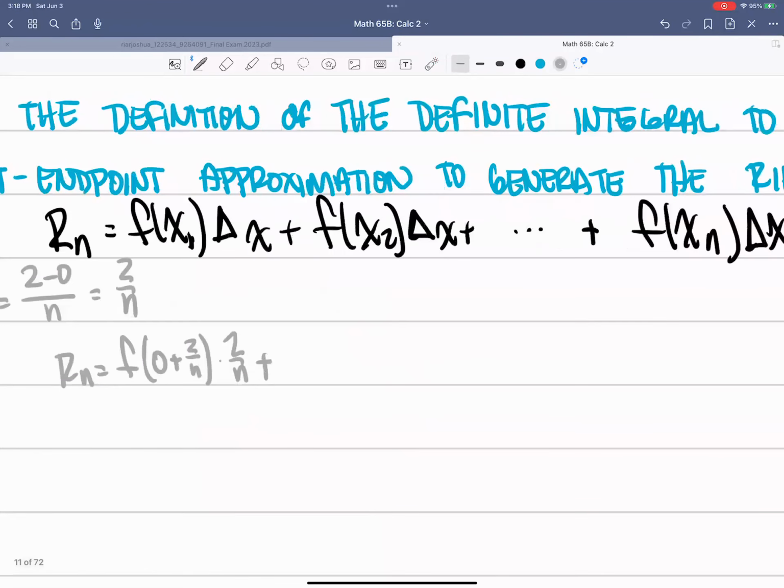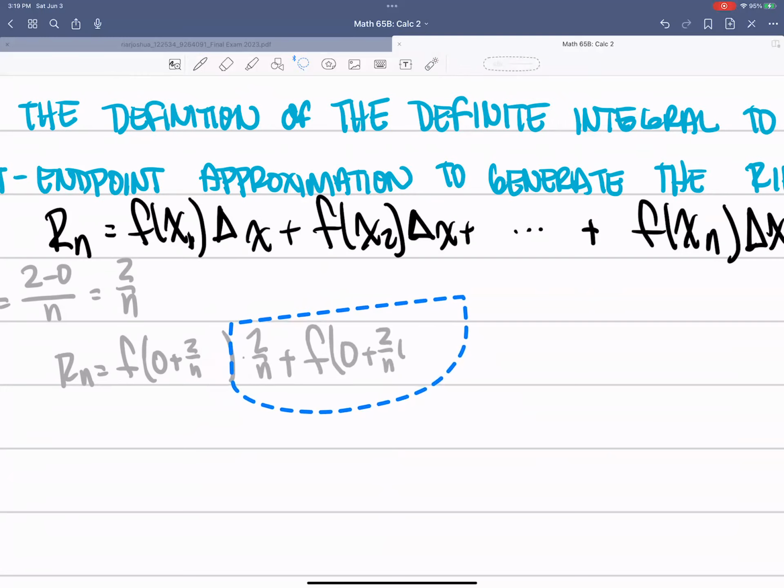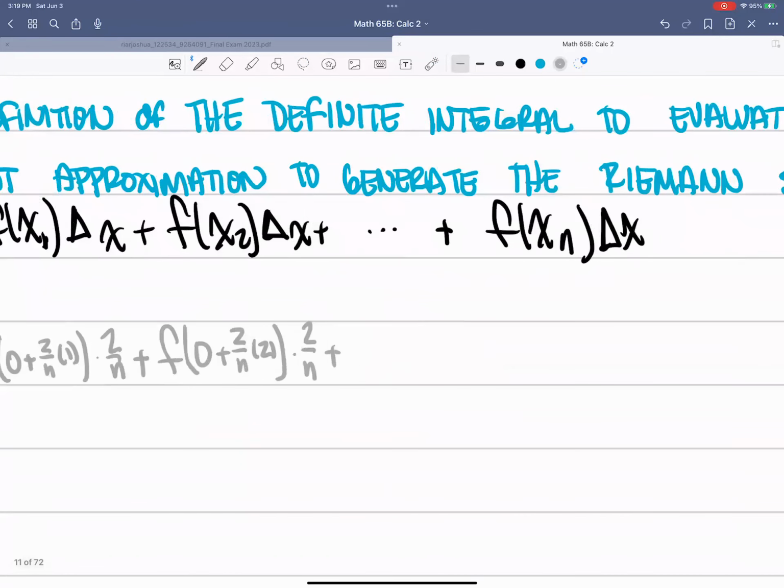And the next value, f of 0 plus 2 over n times, this was times 1. Let's fix that part. Times 1. We're multiplying that by 2 here, so multiplying by that 2 over n. And we keep doing that until we get to n. So plus f of 0 plus 2 over n times n. That's what we're ending up with, and still multiplying that 2 over n.